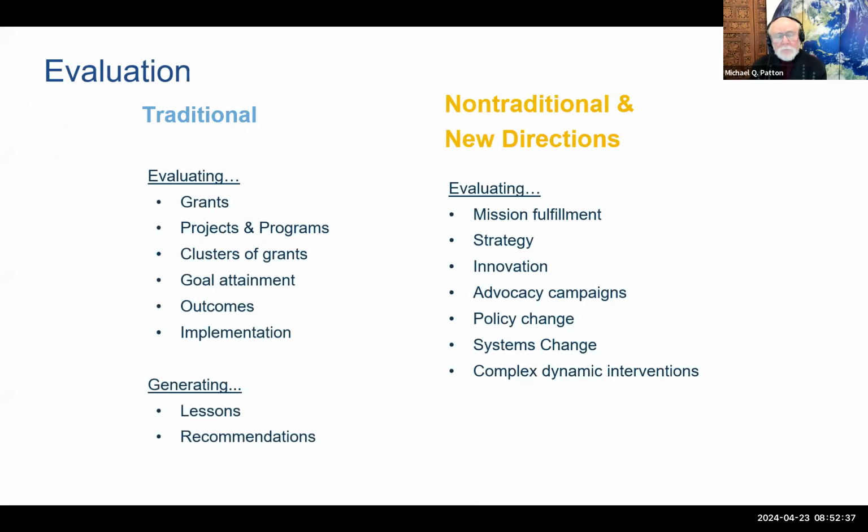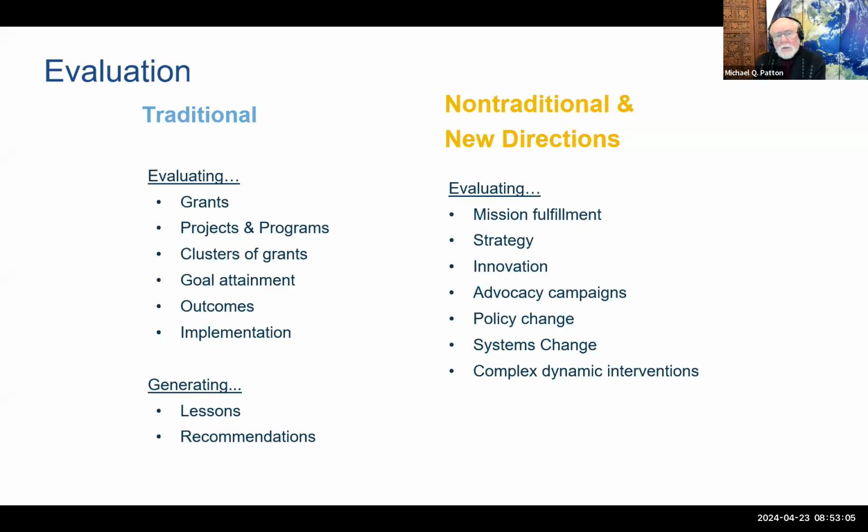And we simply want to note that evaluation is transforming in this regard. For the last 50 years, evaluation has been focused on evaluating grants and projects and programs, clusters of grants, whether programs attain their goals and outcomes, and did implementation go the way it was supposed to, generating conclusions and lessons and recommendations. And the field of evaluation has gotten very good at that. There are great tools for SMART goals, for logic models, for theories of change.